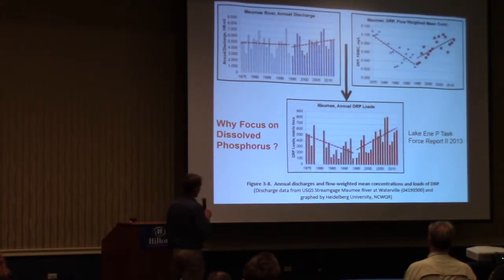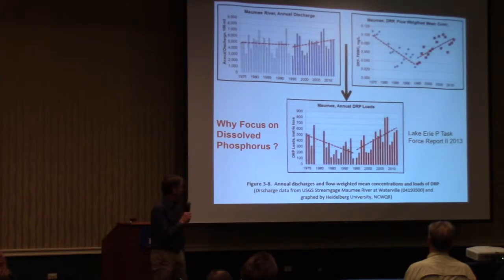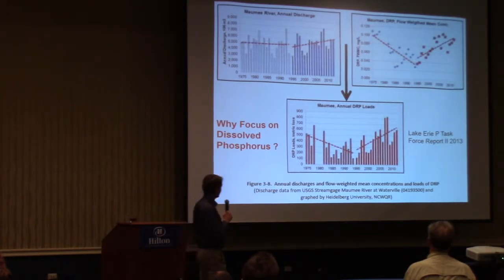You see that prior to 1995, for those 20 years, we see a decrease in dissolved reactive phosphorus from maybe 0.1 milligram per liter down to 0.04. But then beginning in 1995, we see an increase. And in fact, the concentration that we see in that river is almost doubled over that time.